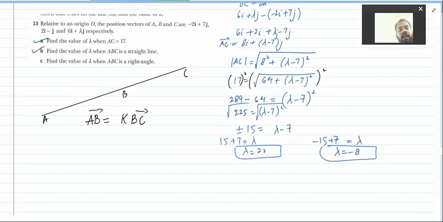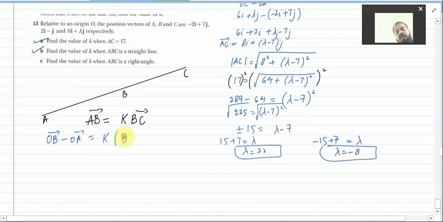After that we have the vector AB, and it's what? AB we can find out, it will be OB minus OA is equal to K times OC minus OB. Alright class, now we have OB and OA. OB is 2I minus 7J, and I have directly multiplied with a negative sign. K times OC is what? OC is 6I plus lambda J, minus OB is what? Minus 2I plus J.